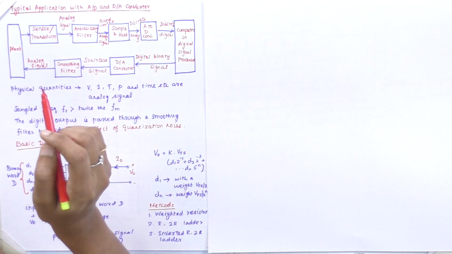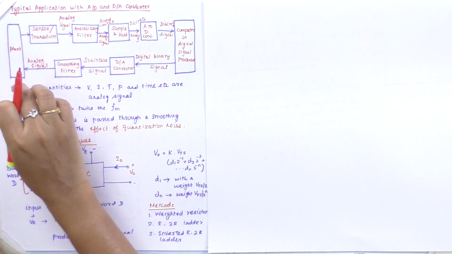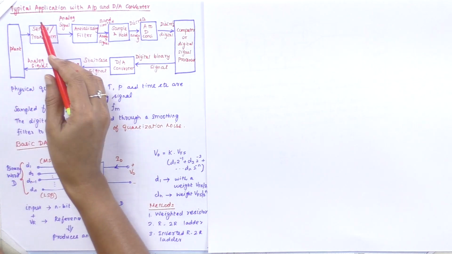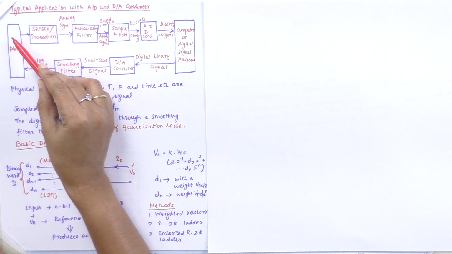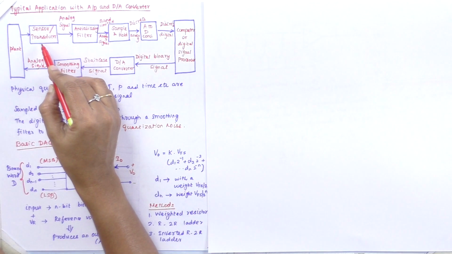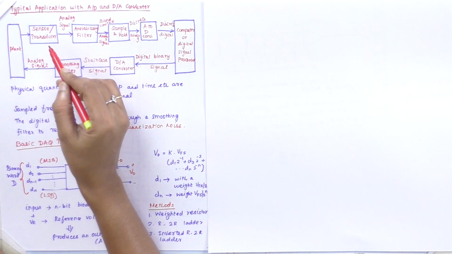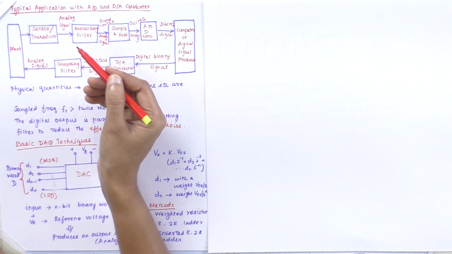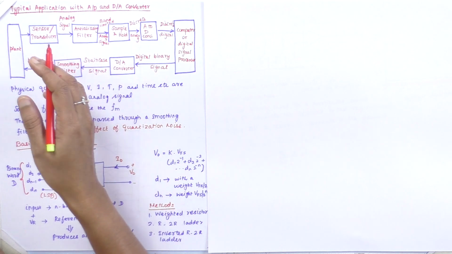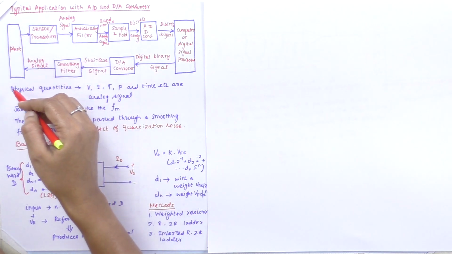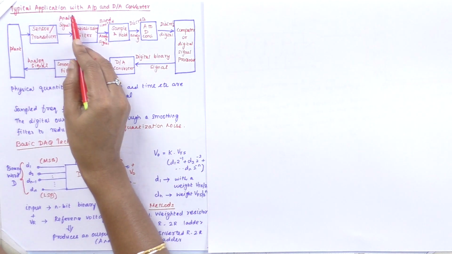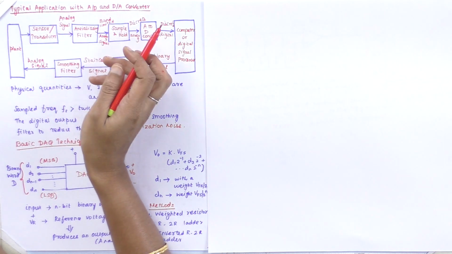Here we require some physical quantities like voltage, current, temperature. These are the inputs, these are the outputs. From that plant we will get some physical quantities. That physical quantity is processed through a sensor or transducer, which produces an electrical output like voltage, current, temperature, pressure, whatever the process plant may be. These signals are analog signals.